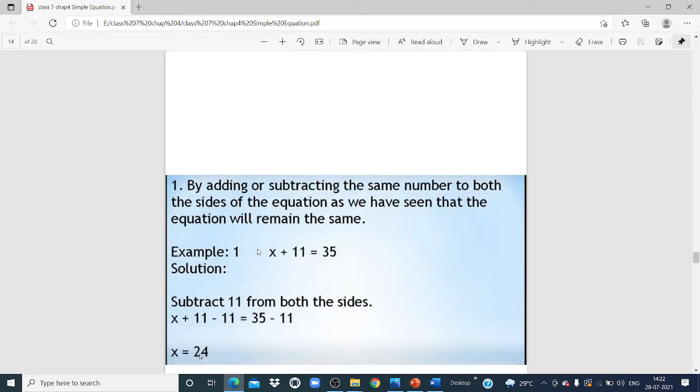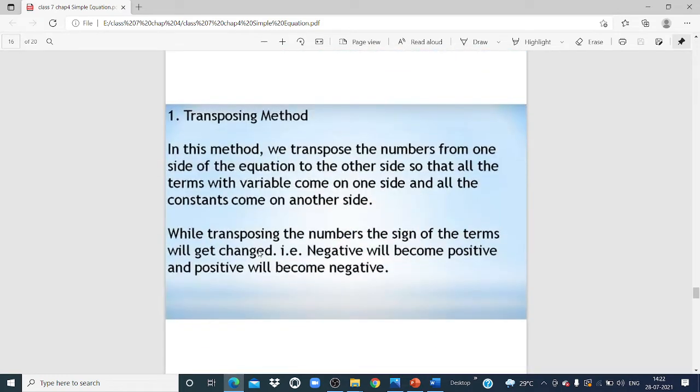So now my dear students, today we are going to start a new and very important concept from this chapter, that is the transposing method. So let's think about what method that is, right? Okay. So in this method, we transpose the number from one side of the equation to the other side, so that all the terms with the variable come on one side and all the constants come on the other side, right? Why are we doing this transposing method? Suppose we want the variable on one side and the constant on the other side, then at that time we can use this transposing method.